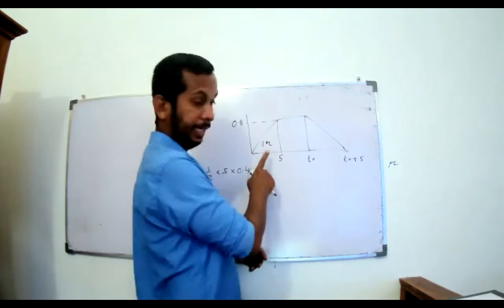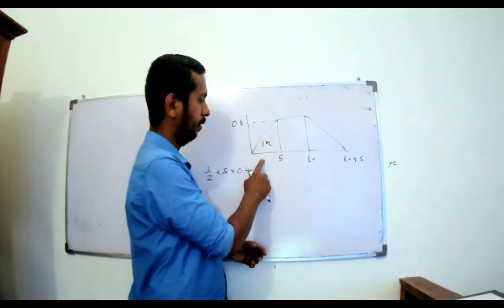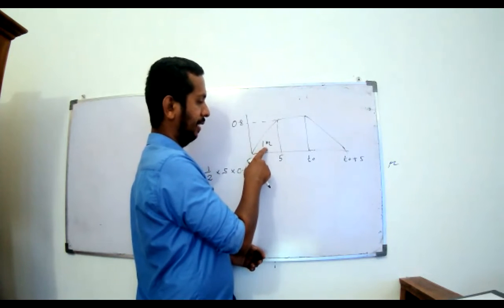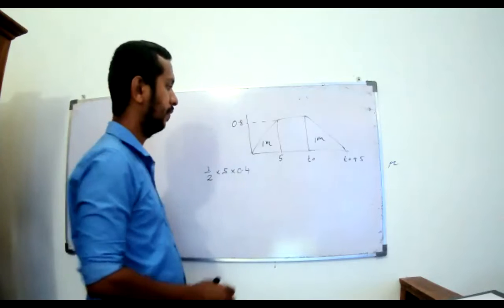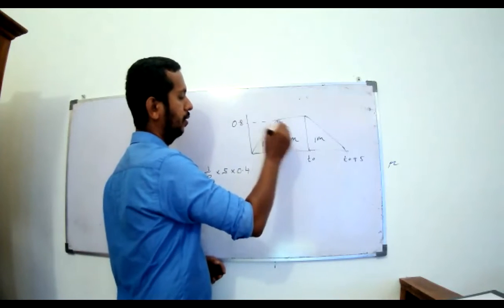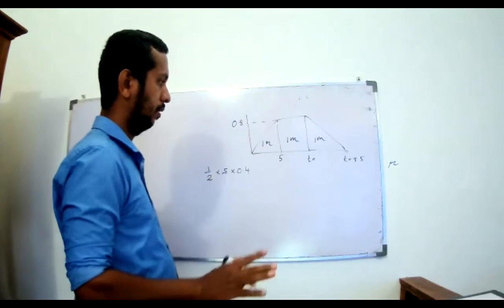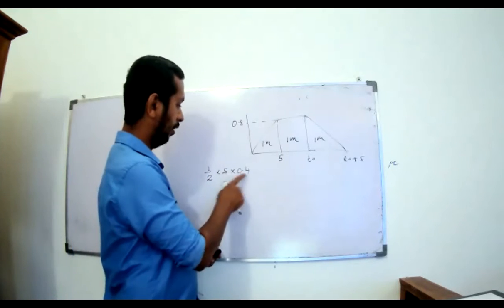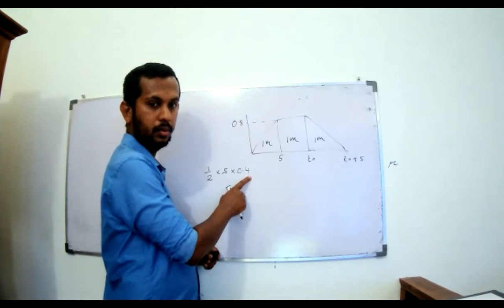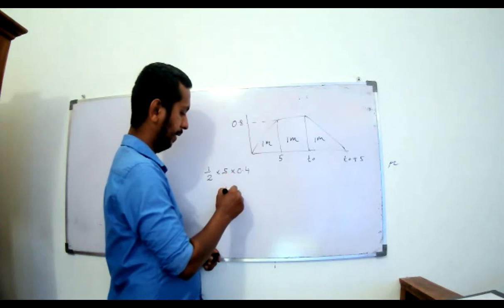According to the symmetry of the diagram, acceleration and deceleration are both equal, so also 1 meter. Therefore, the remaining should be how much? 1 meter. So wait, isn't it 2 meters? Now, 5 into 4 will be 2, no? Yeah, this is 1 meter.